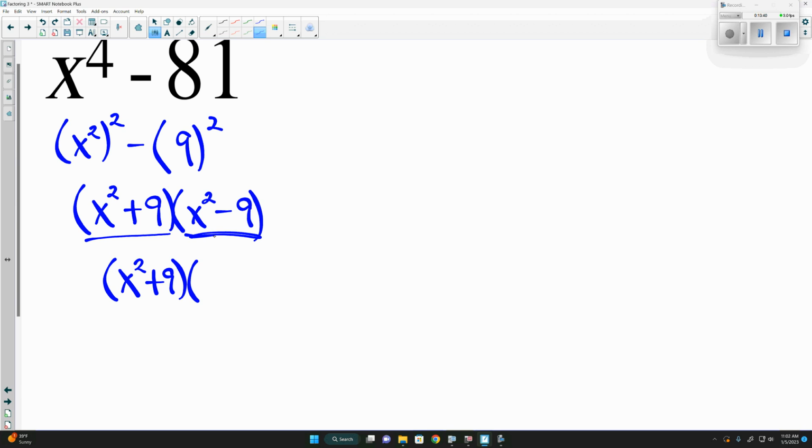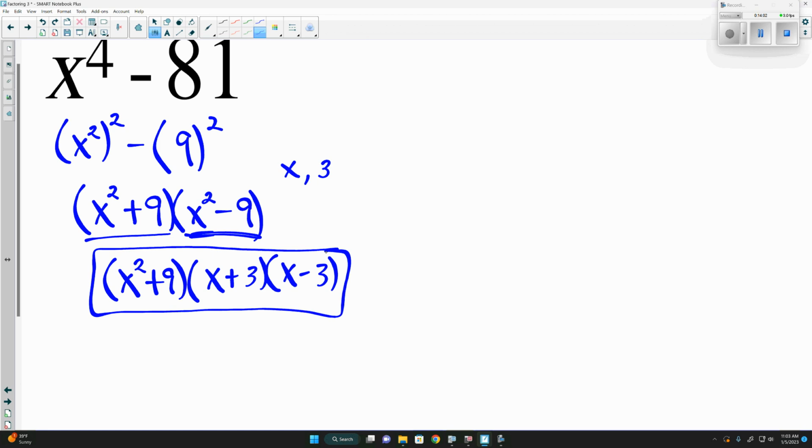But x squared minus 9 is a difference of perfect squares, yes? Because what times itself is x squared? X. And 9 would be 3. So we have x plus 3 times x minus 3. And that's it. So with the fourth powers, we were able to split it, and then we're able to split it one more time. But only one of the two actually did simplify further.